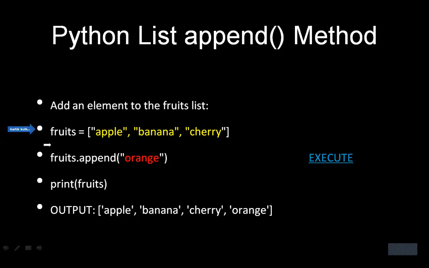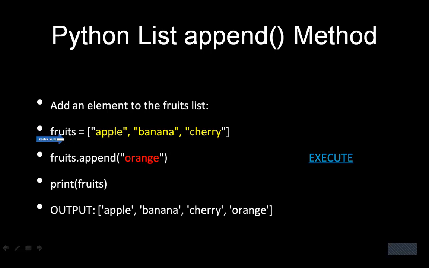In this particular example, I have taken the list name as fruits. I have specified apple, banana, and cherry. So these are the three fruits I have stored in the list named fruits. You know how to declare the list, and you also know the syntax.